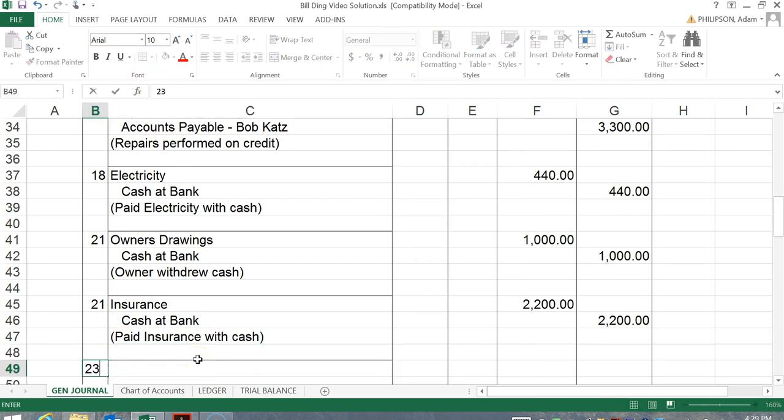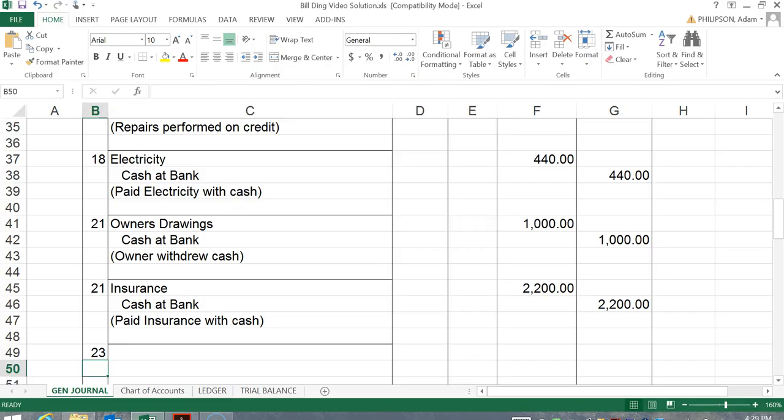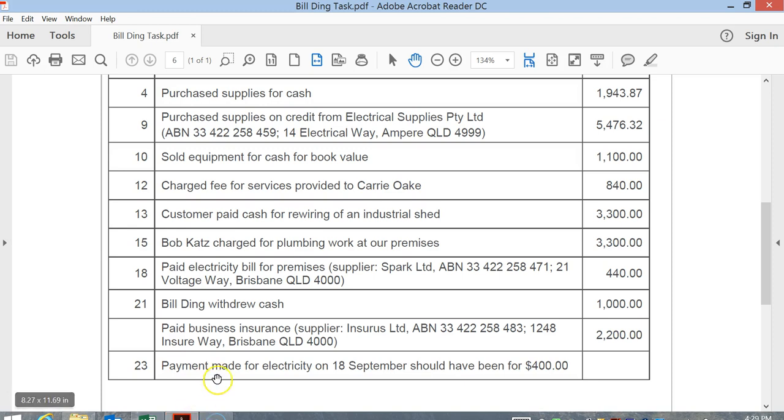And our last journal entry: payment made for electricity on the 18th of September should have been $400. Okay, so our transaction on the 18th that we originally processed was for $440. Our journal entry on the 18th was debit electricity $440 and credit cash at bank for $440. What the task is suggesting is that it should have been for $400, not $440.